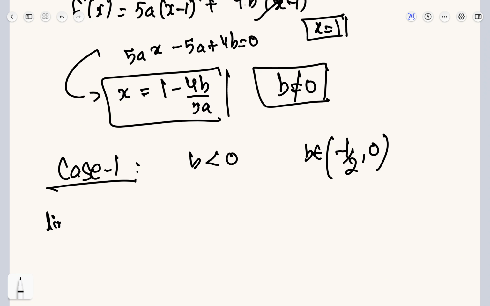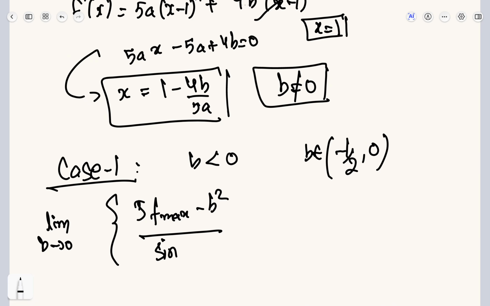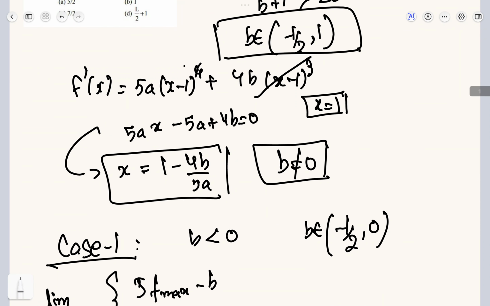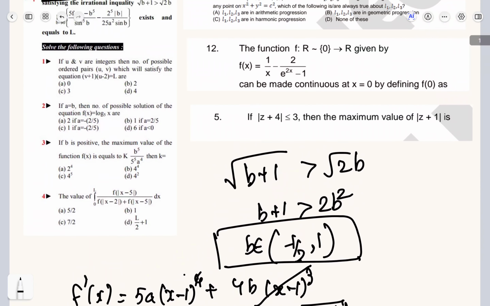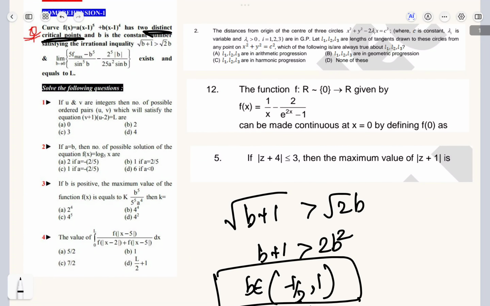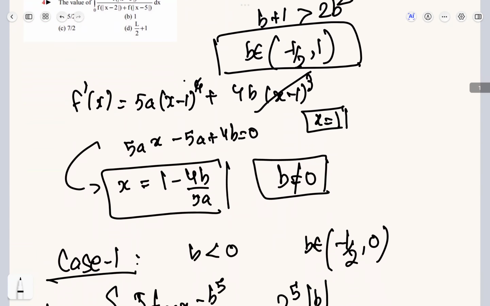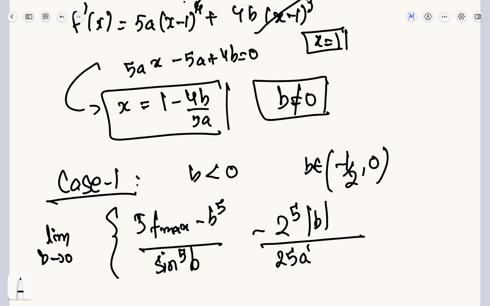So the statement says limit b tending 0 of 5 times f max minus b square upon sine power 5b. One second, let me just check. No, it's b power 5. Alright, yeah, and minus 2 power 5 mod b upon 25 a squared sine b.